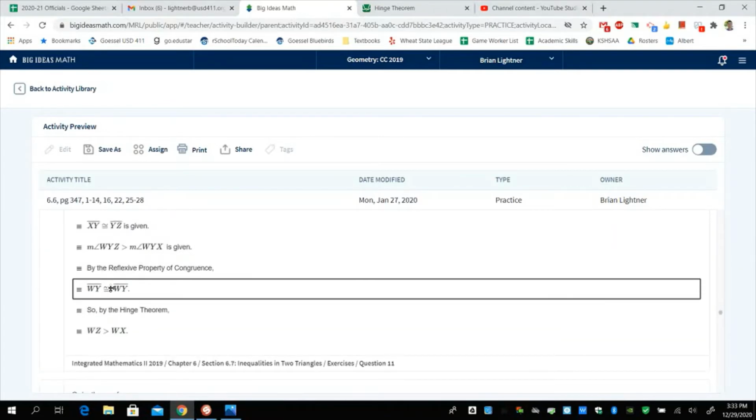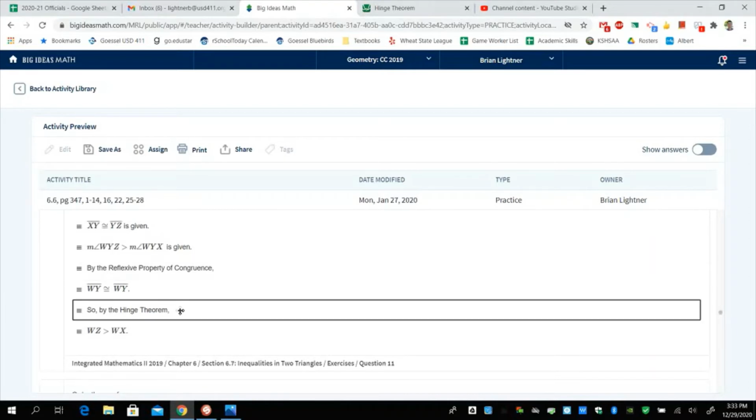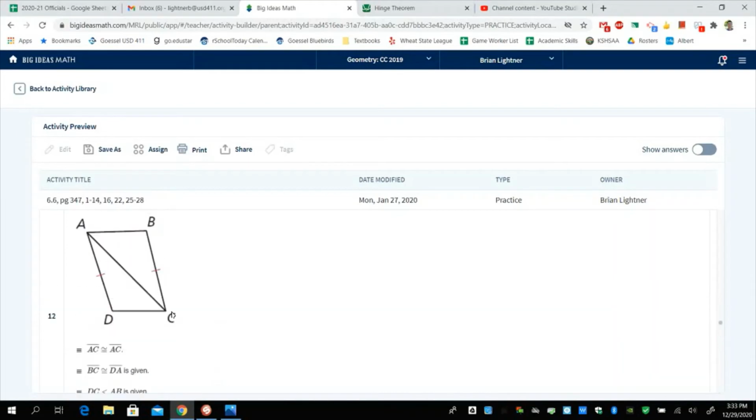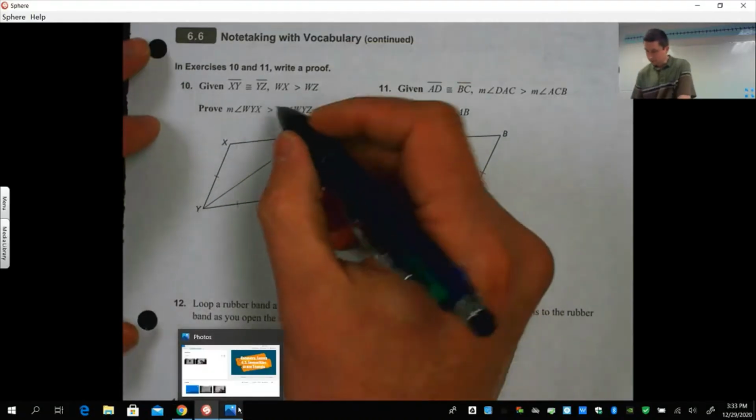The reasons should precede the statement. So the statement will follow the reason. Okay, you do have another one you need to do there. Okay, but write a proof.